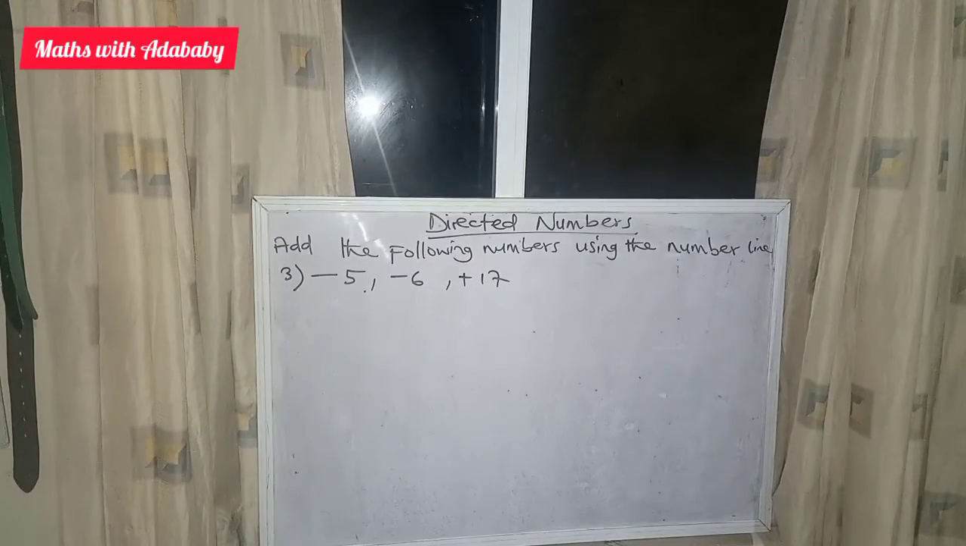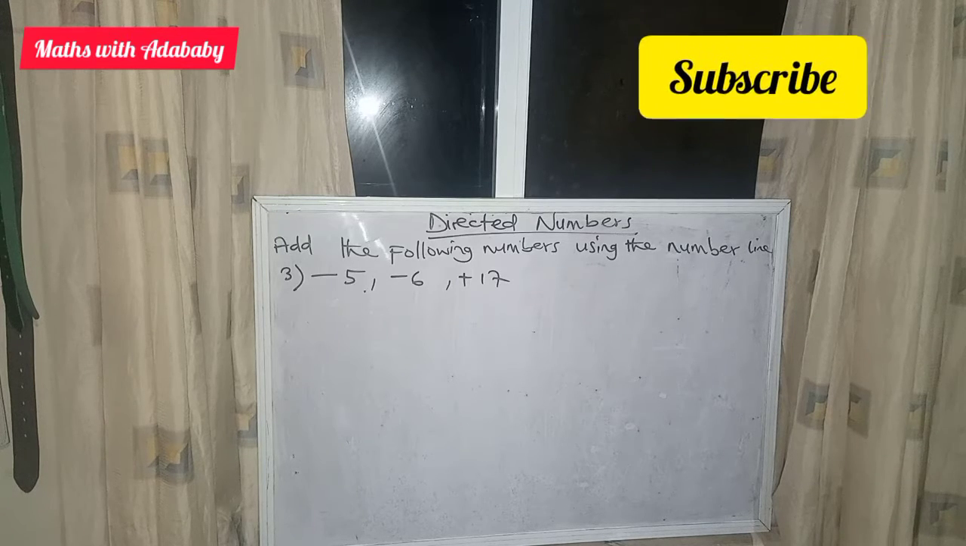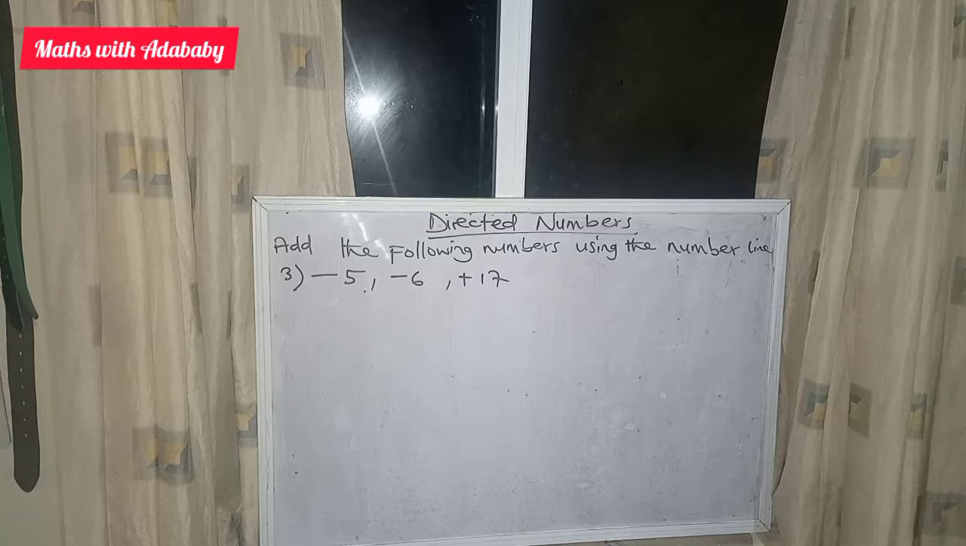Wow, we now have a complex question. It might not be complex if you have been following, but I think for some people it might be. Now look at this question. This is minus 5, minus 6, and plus 17. So we are meant to add the numbers using the number line. We are supposed to represent the sum of minus 5, minus 6, and plus 17 on the number line. So how do we go about it?